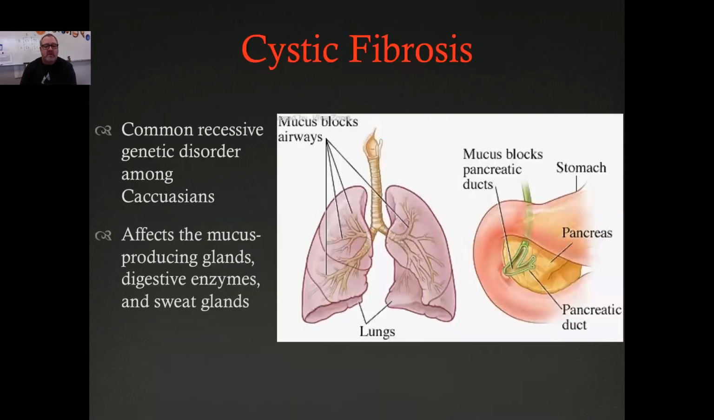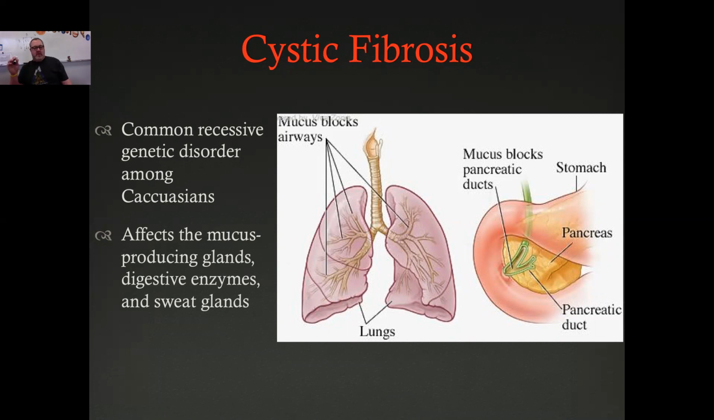All right, the first recessive genetic disorder we're talking about is cystic fibrosis. It's a somewhat common genetic disorder, especially among Caucasian individuals. It affects how mucus is produced in the lungs, and digestive enzymes, and then the sweat glands.